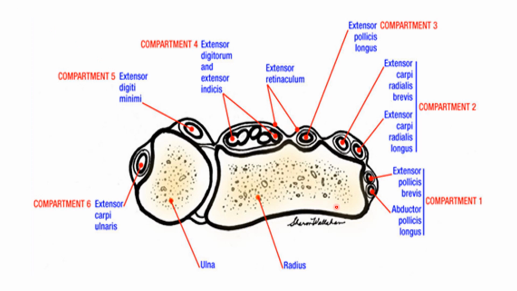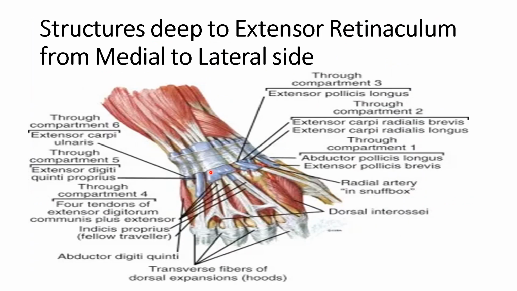So you have to remember that there are 6 compartments formed under the extensor retinaculum, and through these the tendons of extensor muscles pass. You have to memorize each compartment, which tendons pass through it, along with its synovial sheath and where it is located. We also have to memorize which structures pass deep to the extensor retinaculum and which structures pass superficial to it. So this is the radius bone and this is the lateral side, and this is the ulna and this is the medial side.